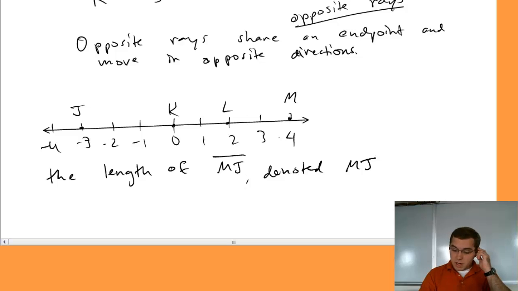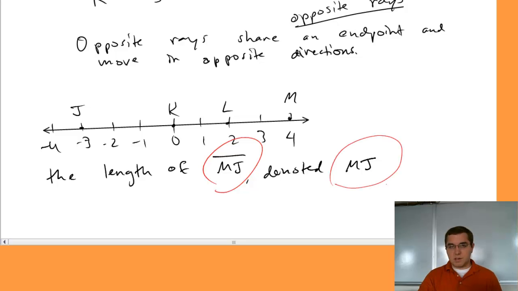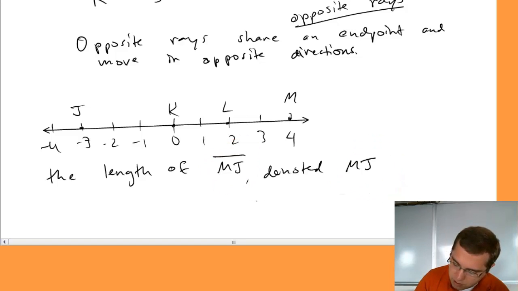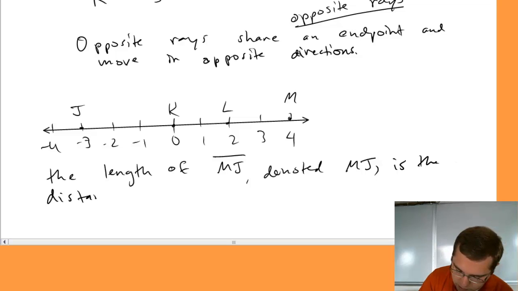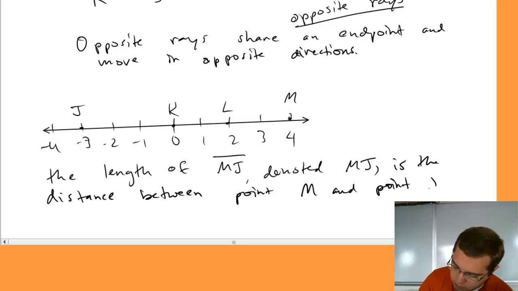So segment MJ has a bar above it. The length of it has no bar above it. The length of it is referring to a number. The segment having the bar is referring to the actual line segment, the object we're measuring. The number is denoted with no bar above it. So the length of MJ, denoted MJ with no bar, is the distance between point M and point J.